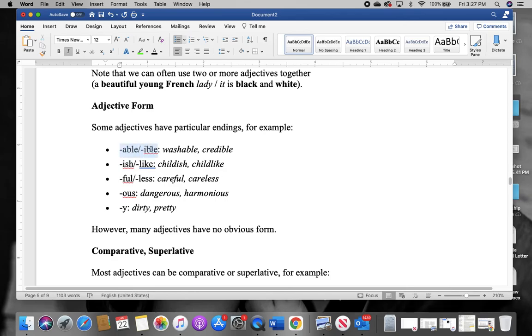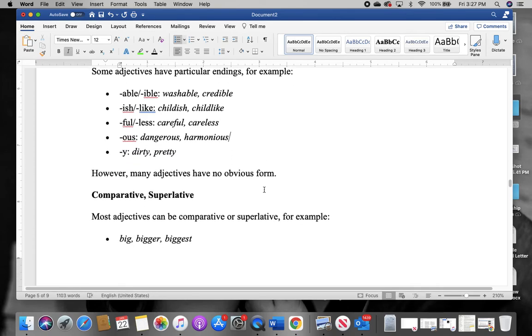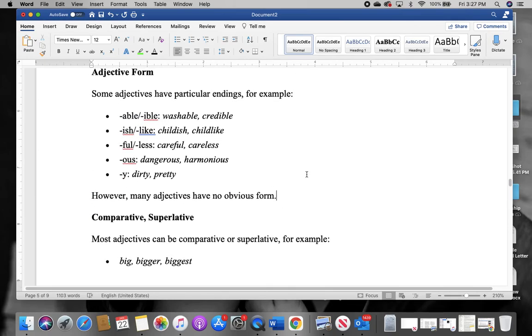But, this "able" ending, like washable or credible, "ish" like childish, "like" as in childlike, "ful" or "less," careful, careless, the "ous" ending, dangerous, harmonious, and the "y" ending, dirty or pretty. But it is very true that many adjectives have no obvious form. So it's just a matter of, is this word being used to describe?